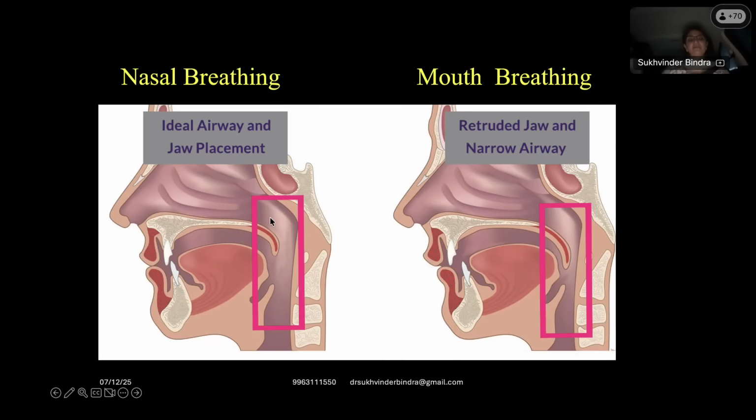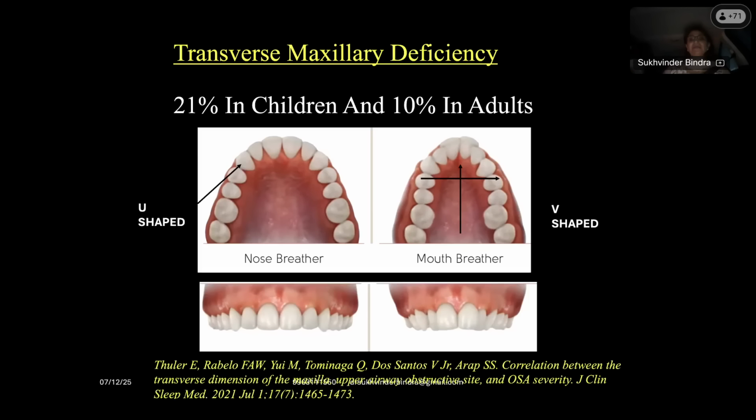You can see this is how the nasal breathing patient, or the normal individual, looks, with ideal airway and jaw placement. And when the jaws grow downward and backward, they become narrow and cause a narrow airway also. So this not only affects the anterior posterior direction, but also the transverse diameter of the upper jaw, which is called transverse maxillary deficiency. It is quite prevalent, in 21% of children and 10% of adults.